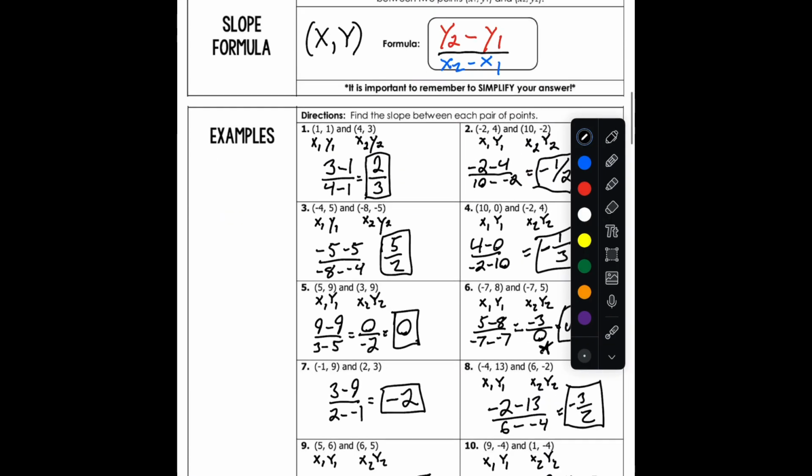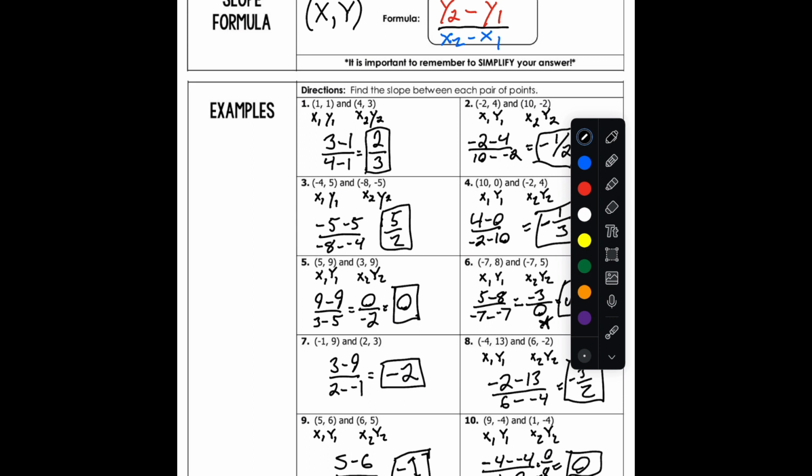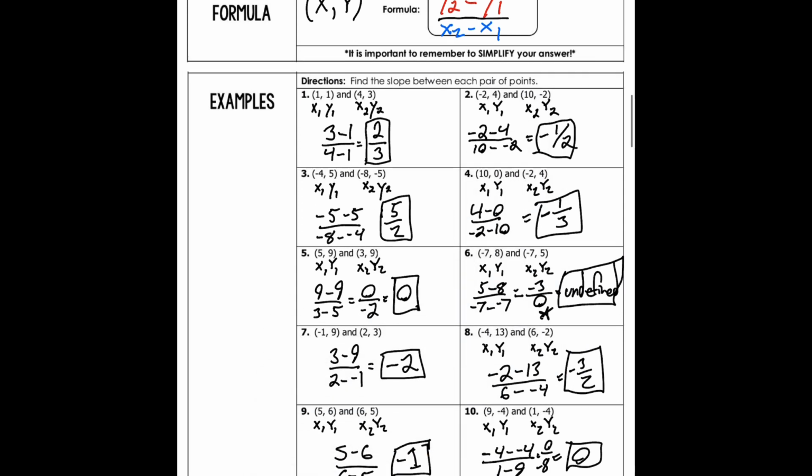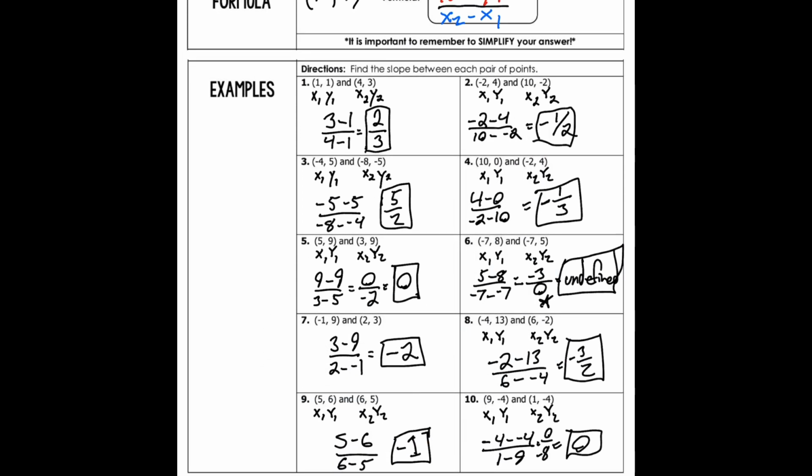All right, let's pull this whole page up so we can get a little bit of a better view. So here we go. Again, it's important that we know that when we are looking at a point, the x value comes first, the y value comes second. And then when you are using the slope formula with 2 points, you are labeling your points always and forever. Your x1, y1, x2, y2.